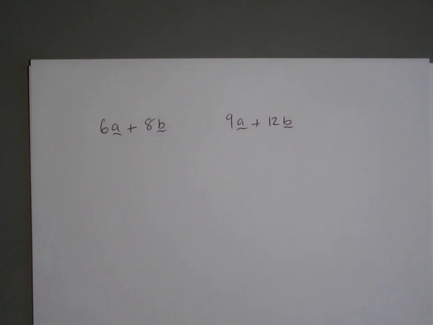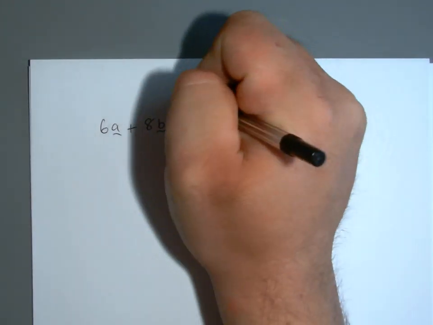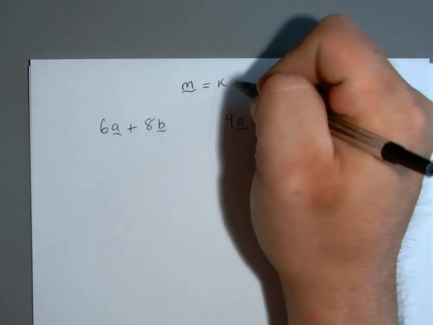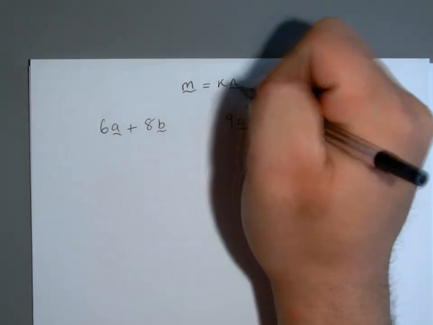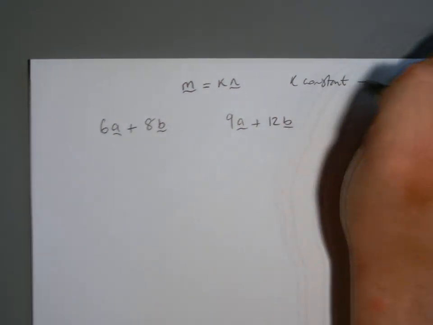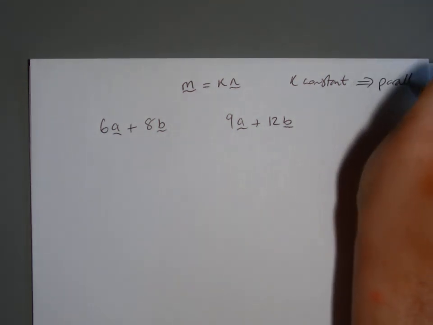Okay, so we need to show that these are parallel. Remember, the condition for parallel is if one vector is a multiple of another vector. If you can prove that, in other words, if I had one vector m and it's a multiple, where k is a constant, of another vector, then it leads to them being parallel.